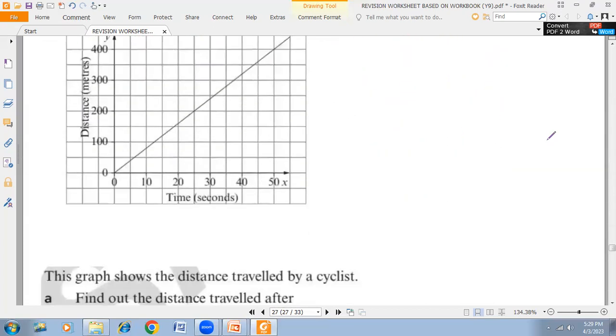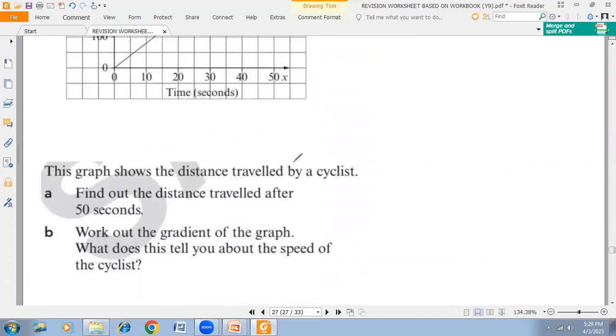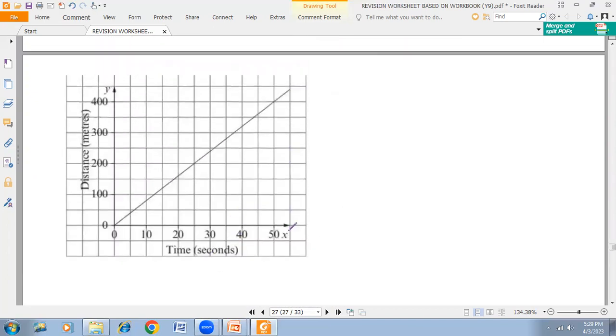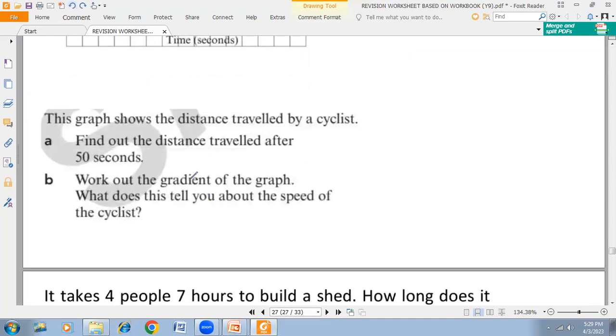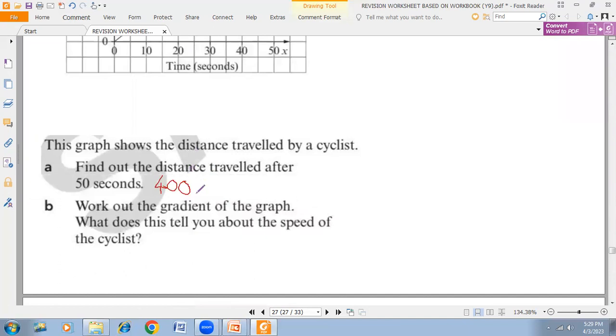The next question is based on this graph. Let's see the question first. Find out the distance traveled after 50 seconds, which means you have to see 50 seconds. What is the distance for it? So at 50 seconds, the distance is 400. Unit is meters, so 400 meters.